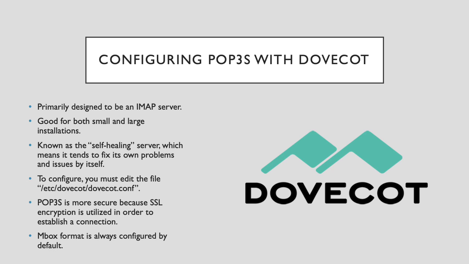To configure, you must edit the file "/etc/dovecot/dovecot.conf". The POP3 server is more secure because SSL's encryption is utilized in order to establish a connection. Please also keep in mind that the mbox format is always configured by default.